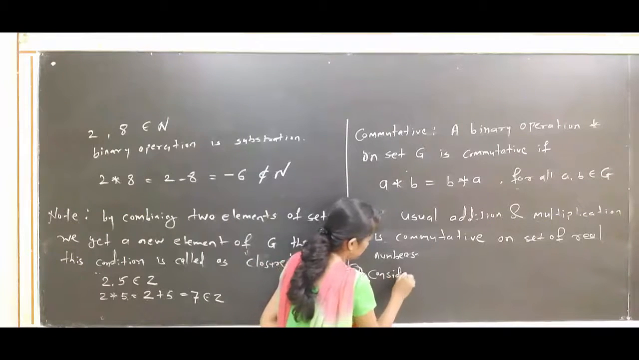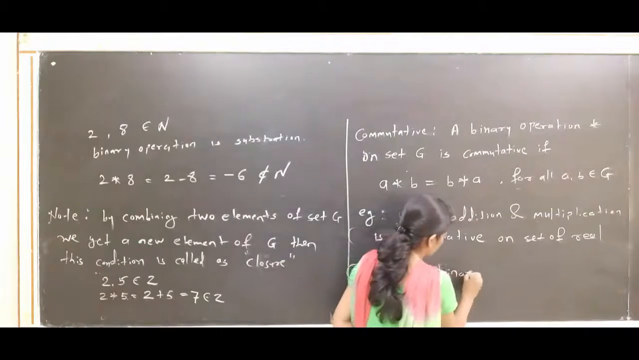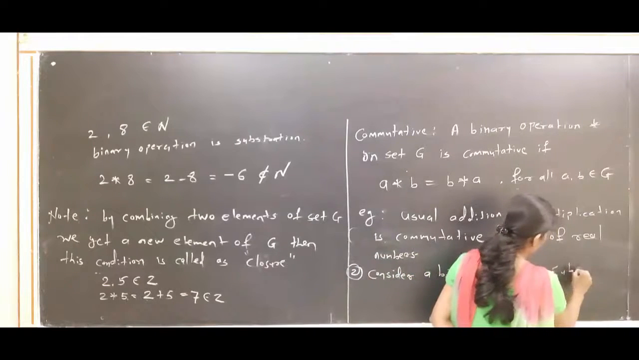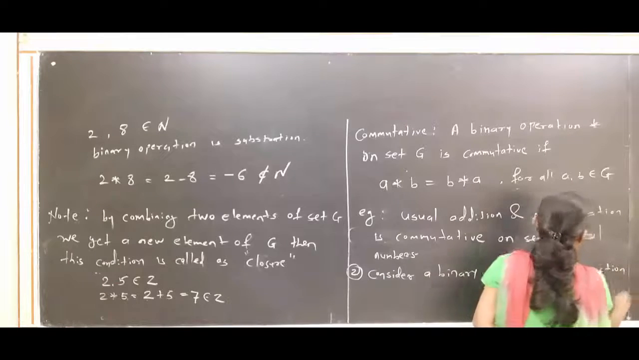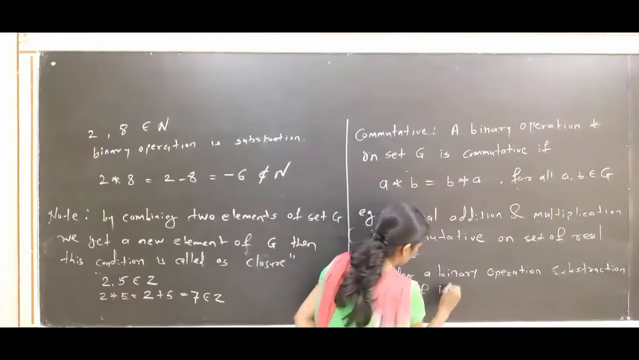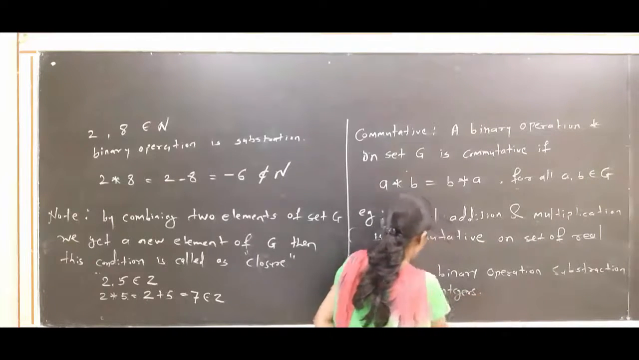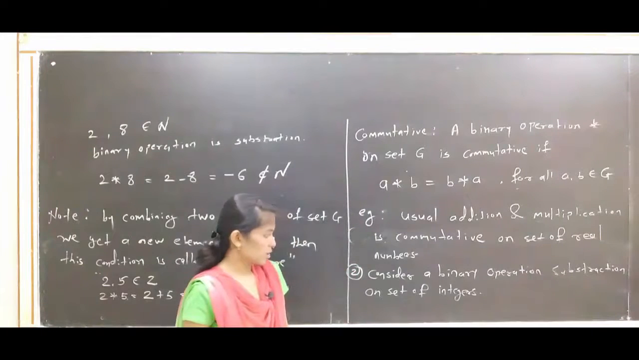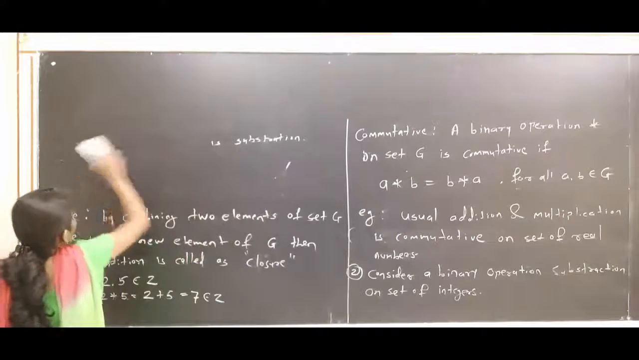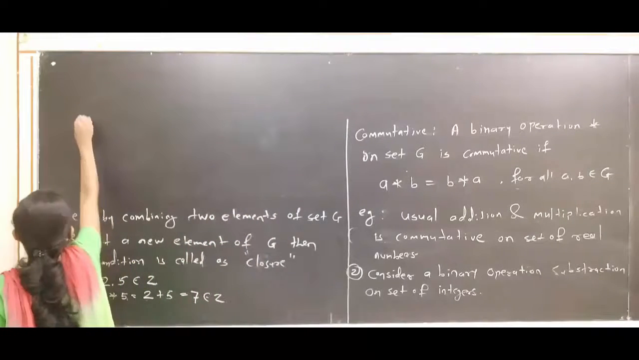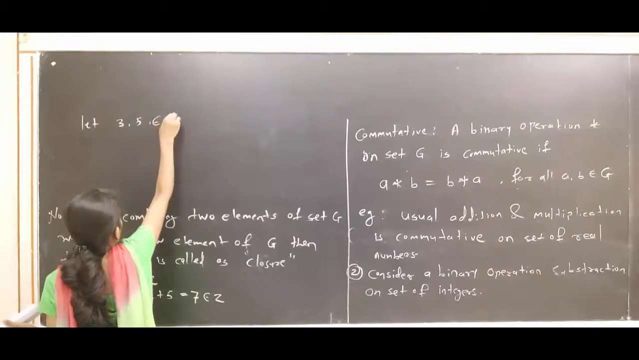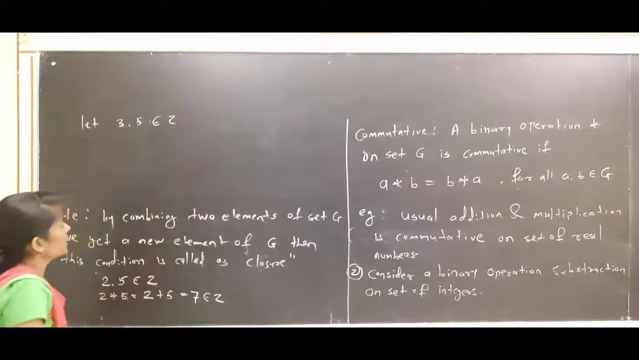Consider a binary operation subtraction on set of integers. Consider binary operation subtraction on set of integers. So let suppose 3, 5 belongs to set of integers.